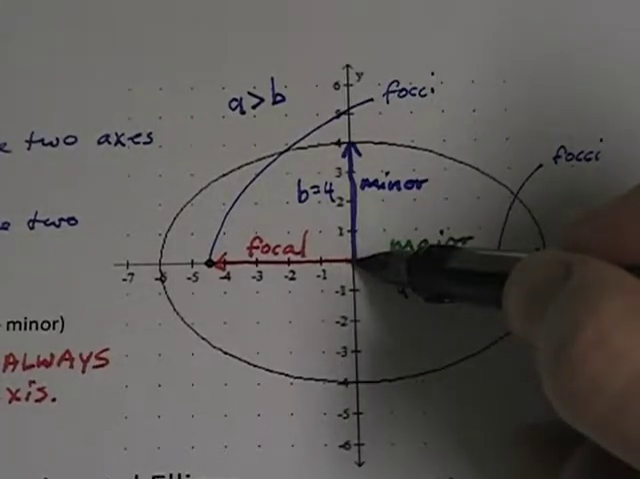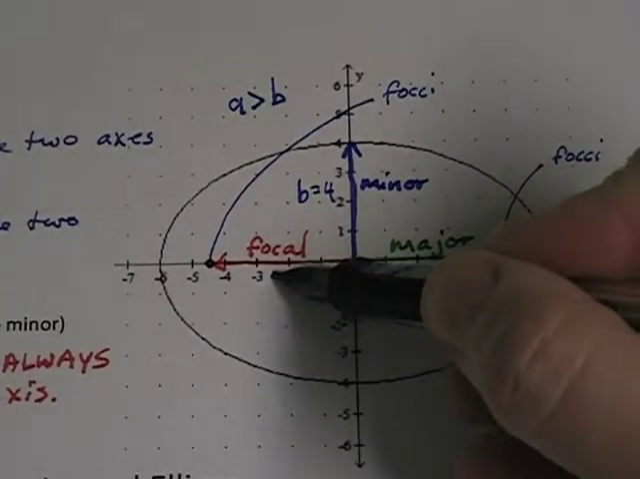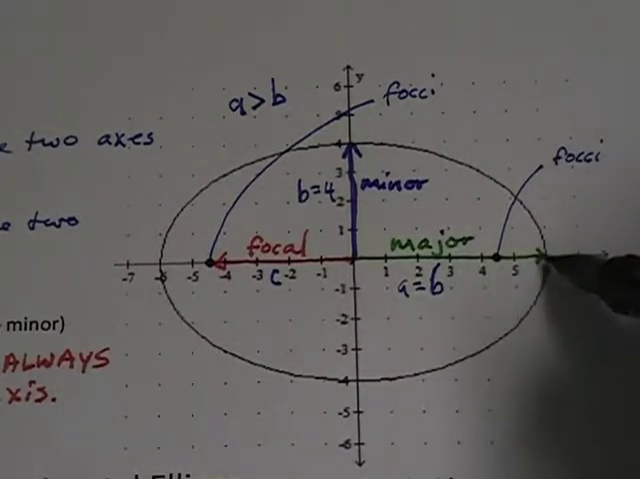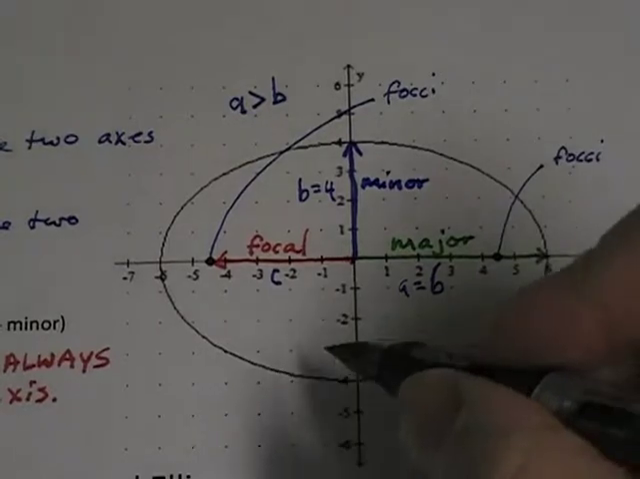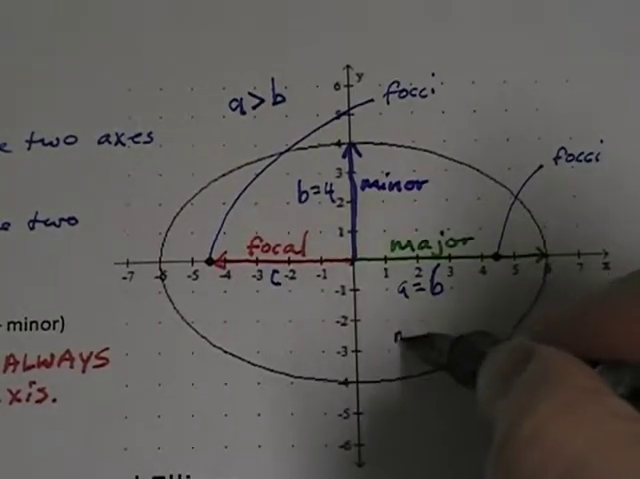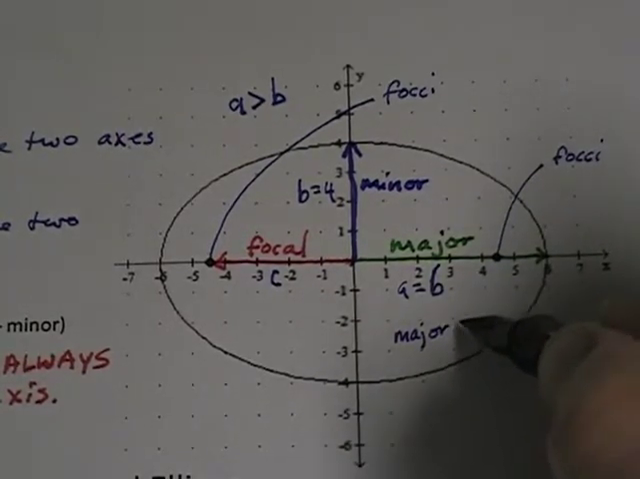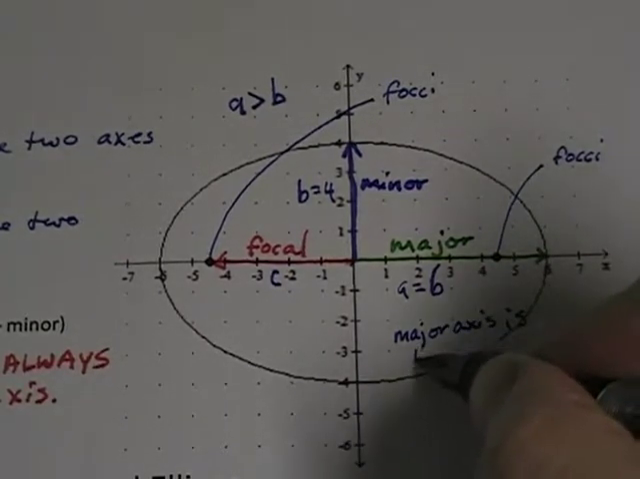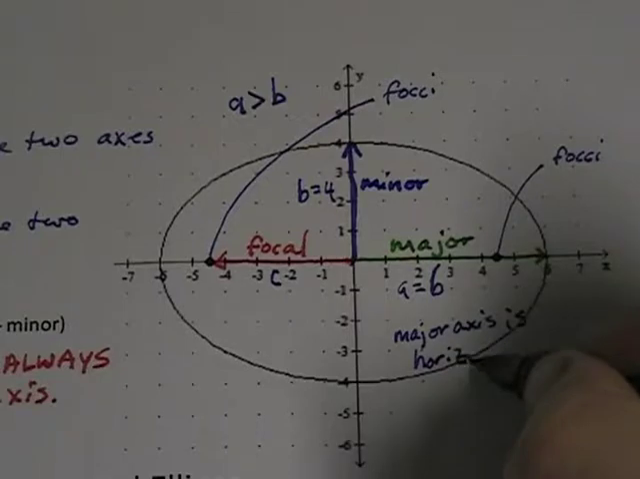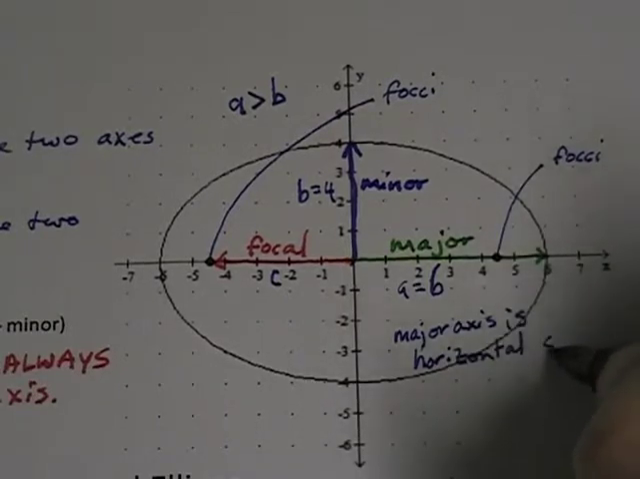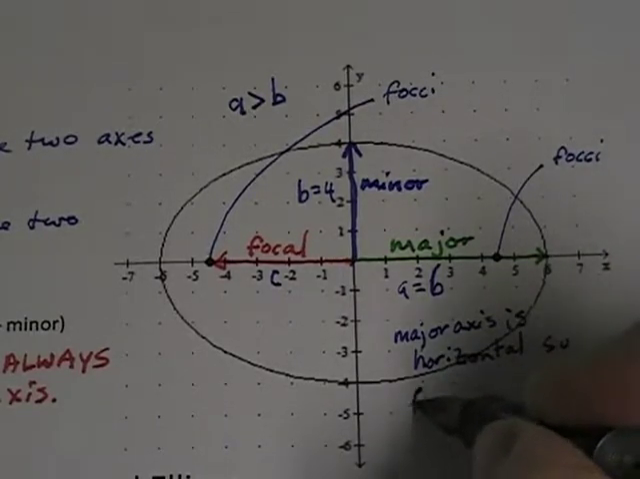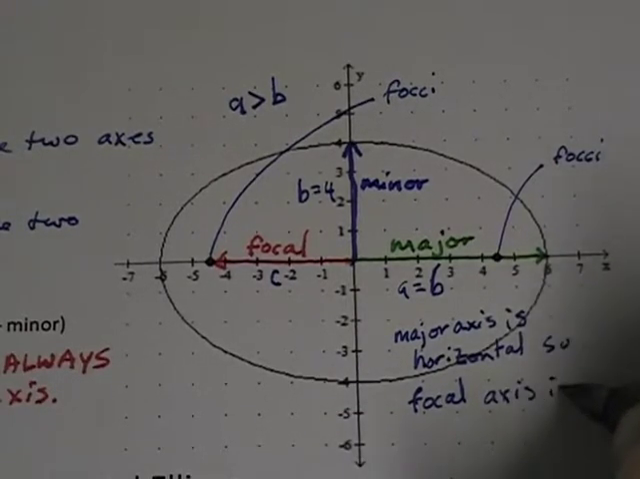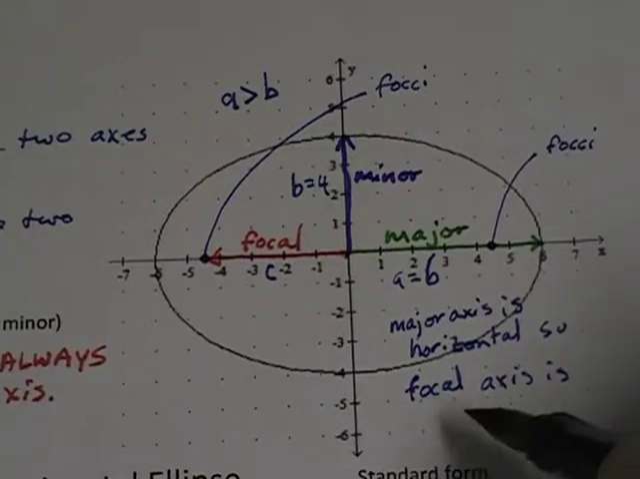And then the third one is the focal axis, okay? This focal axis is denoted by the letter C, and it's always in the direction of the major axis. So in this particular example, the major axis is horizontal. So the focal axis is also horizontal.